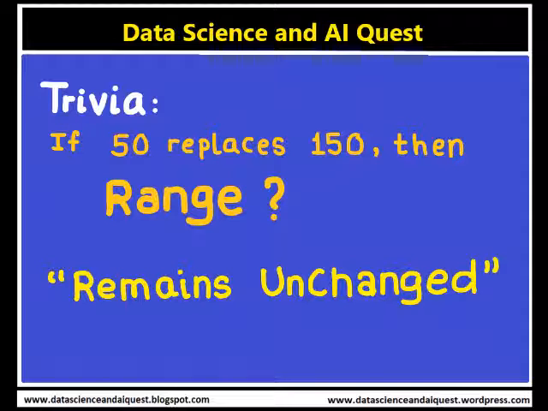The lowest data is still remaining intact, that is 30. The highest data is still remaining intact, that is 210. So the range is 210 minus 30, that is 180. So we see that the range does not change even after one of the elements in the entire dataset has been changed, which was neither the lowest nor the highest data.